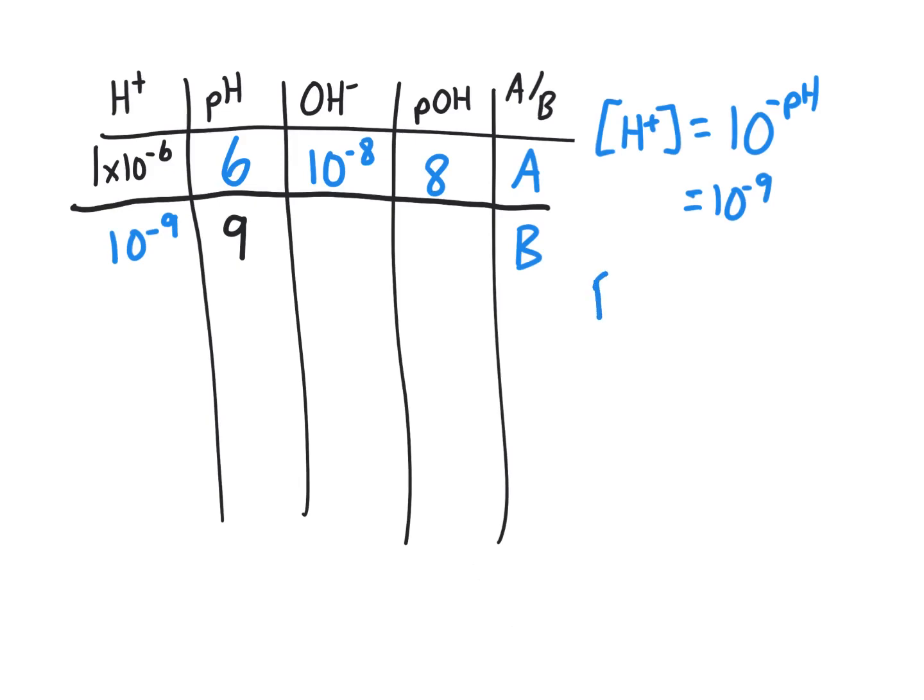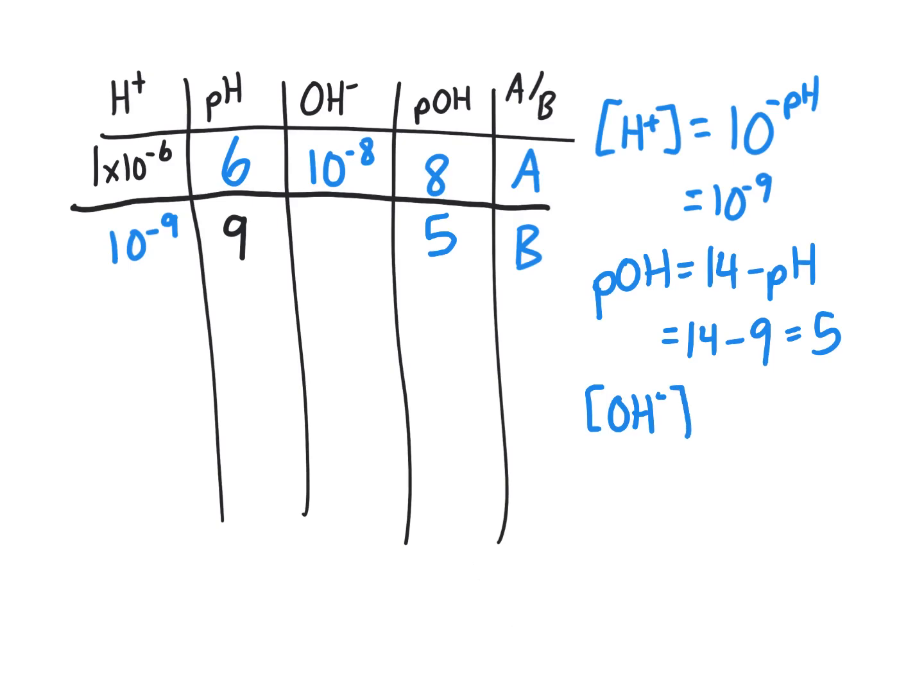I can calculate pOH equals 14 minus pH. So 14 minus 9 gives me 5. And then OH equals 10 to the negative pOH, which equals 10 to the negative 5.